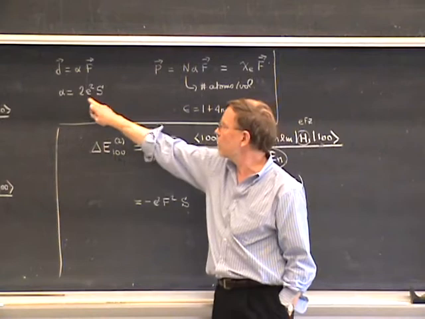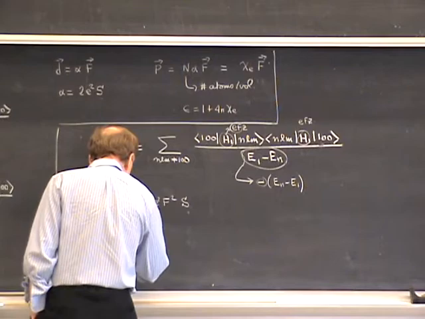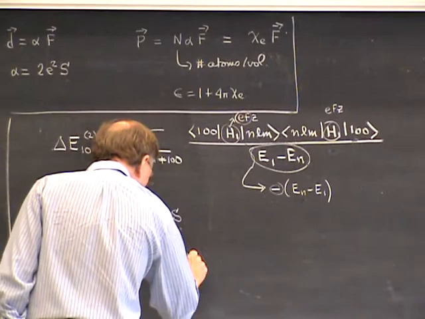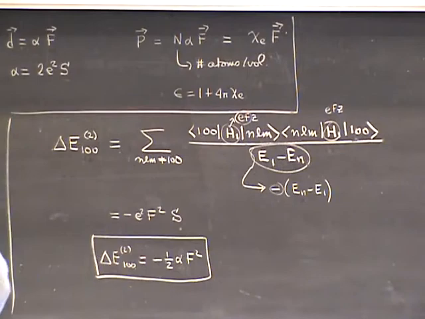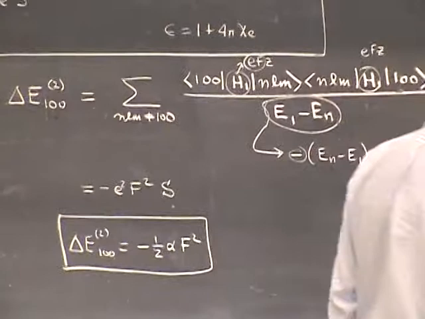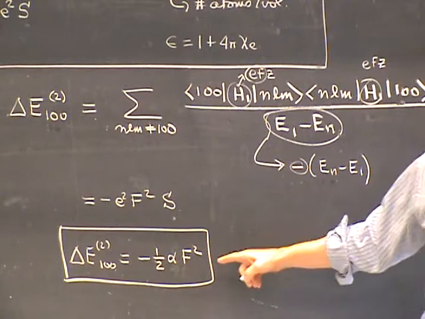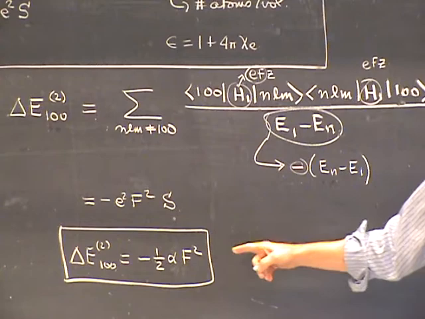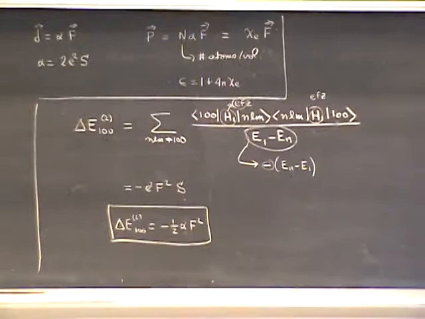As far as the sum is concerned, we can re-express it in terms of the polarizability. S is just alpha over 2 E squared. And if you put those together, what you get is that the second order energy shift, delta E2, of the ground state of hydrogen is equal to minus 1 half the polarizability times F squared. So this is the first non-vanishing correction to the energy of the ground state. And as you see, it goes as the square of the applied electric field. And for that reason, this is called a quadratic Stark effect. A quadratic Stark effect exists when the linear Stark effect doesn't, and the ground state of hydrogen is one of the easiest cases to analyze, and you get this.